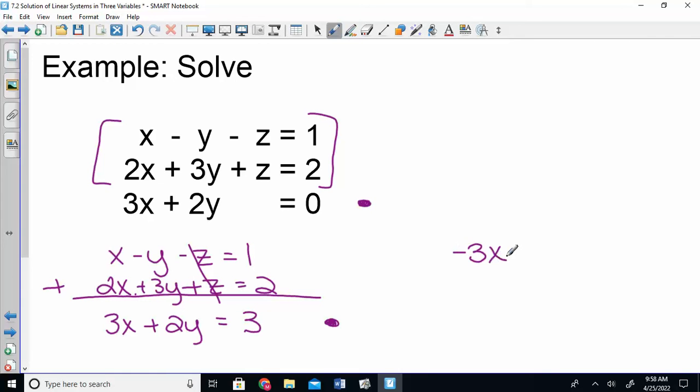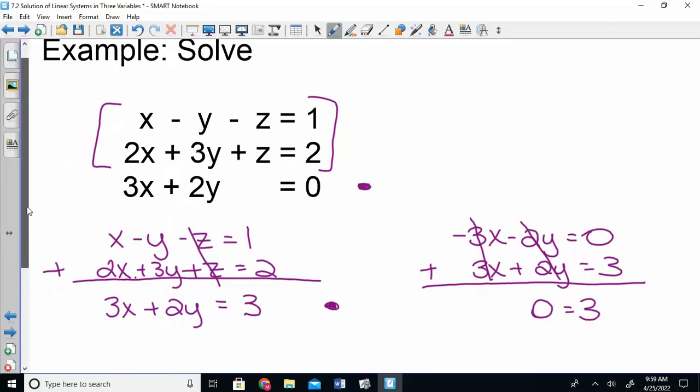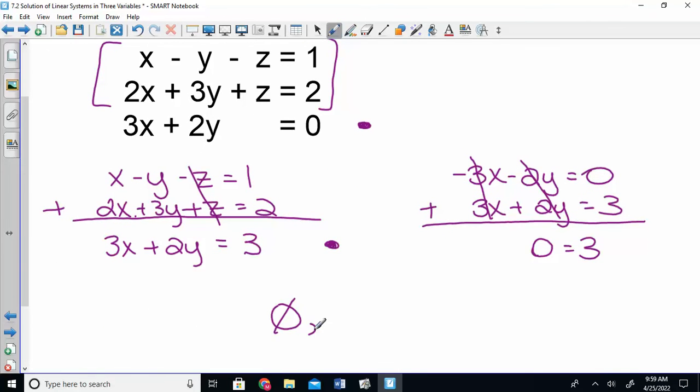-1. I have those together. My x's cancel and my y's cancel. So we get 0 equals 3. No solution. Right. Remember on those we say no solution, and I also want you to write inconsistent.